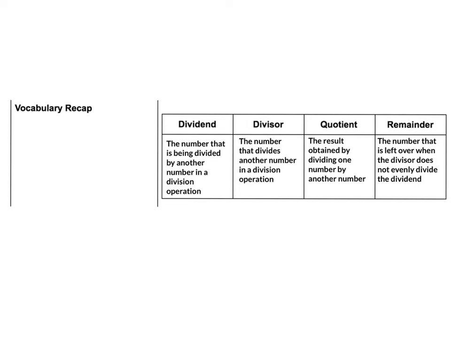The dividend is the number that is being divided by another number in a division operation. So basically that means it's your first number in the division problem. Not necessarily in a word problem that comes first, but when you write out the long division, so for instance 6 divided by 3 equals 2. This number here, this is your dividend.